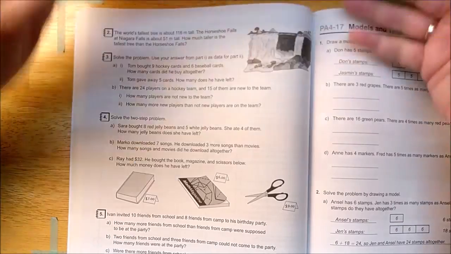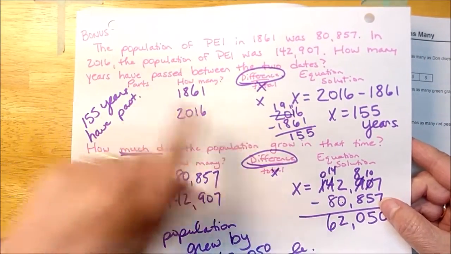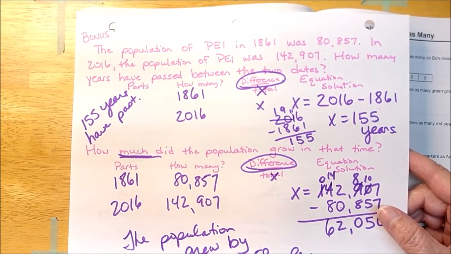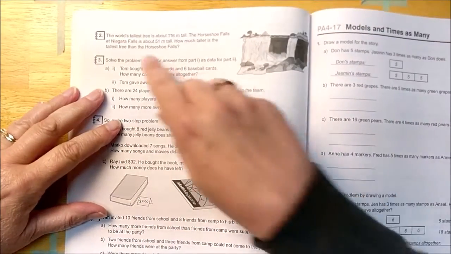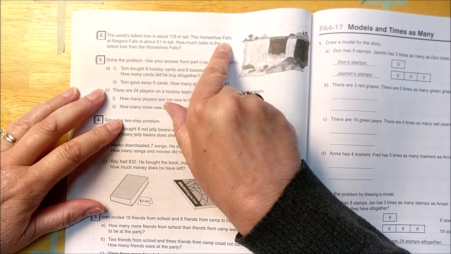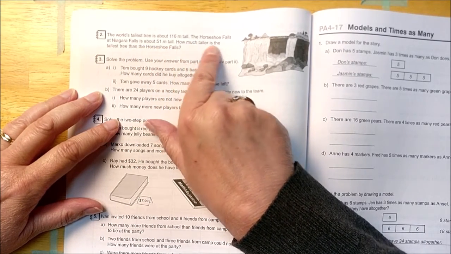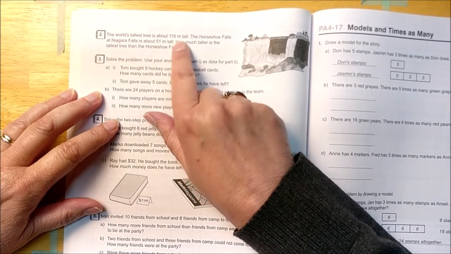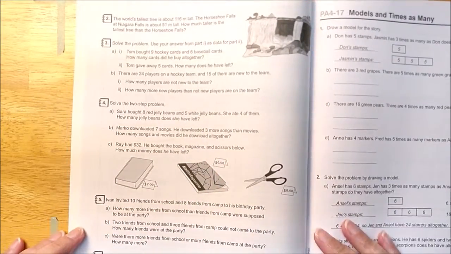And if you need it, make these charts. Make them. Don't say, oh, it's too much work. If it helps, do it. Don't be stubborn. The world's tallest tree is about 116 meters tall. The Horseshoe Falls at Niagara Falls is about 51 meters tall. How much taller is the tallest tree than Horseshoe Falls? How much taller? Key there.